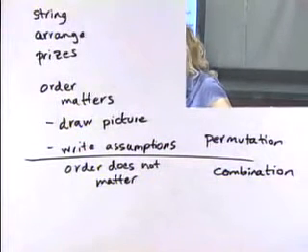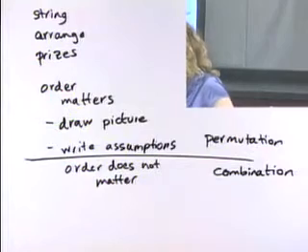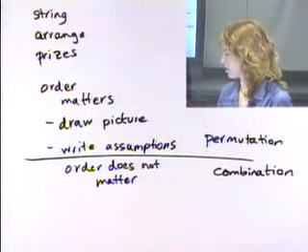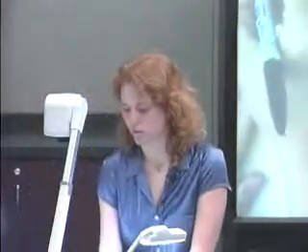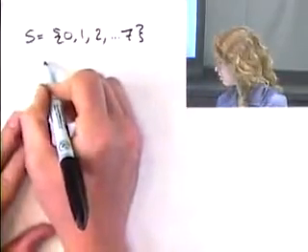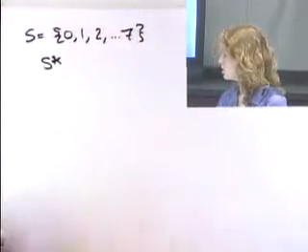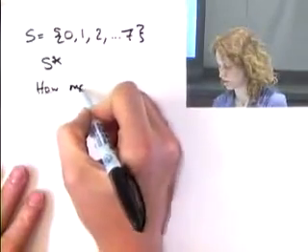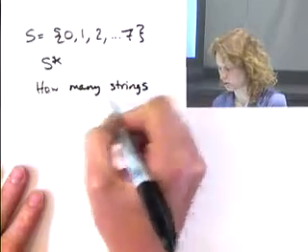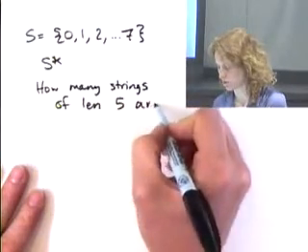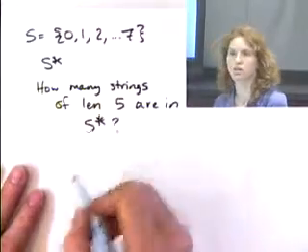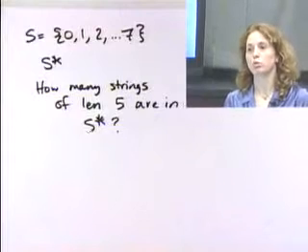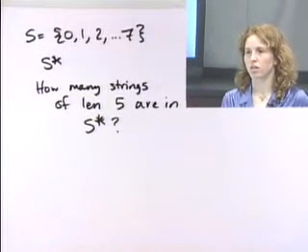So let's see. Let me do some examples. If we have a set whose elements are 0 up to 7, and we have a language, S star, then how many strings of length 5 are there in S star? S star just means any ordering of those letters, any number of any of those repeated over and over again.